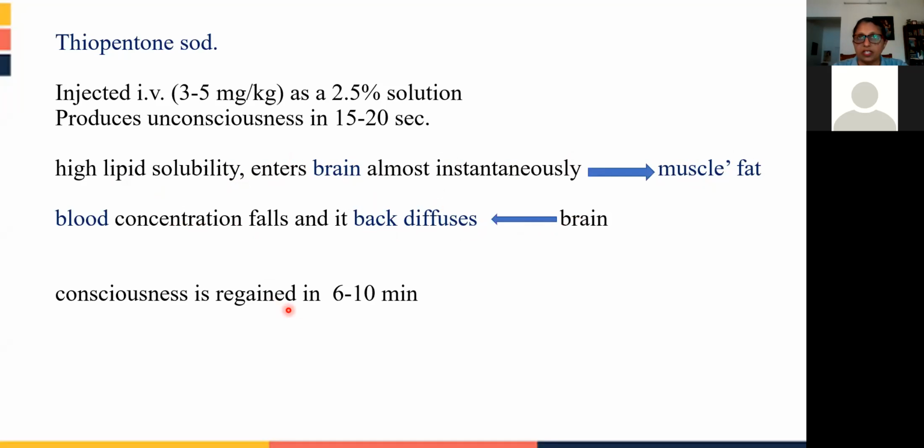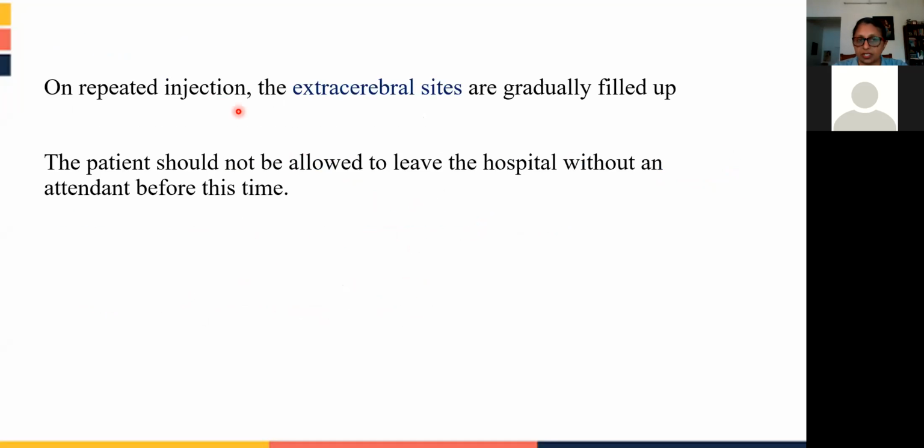If you are not giving a second dose, then consciousness will be regained in 6 to 10 minutes. So maximum 10 minutes only, its effect is there. But we have to give repeated injections so that the extracerebral sites, meaning sites other than the brain, are also filled up. After the procedure is over, the patient should not be allowed to leave the hospital without any supporting person, because of the drowsiness he may fall. So we have to be very careful.